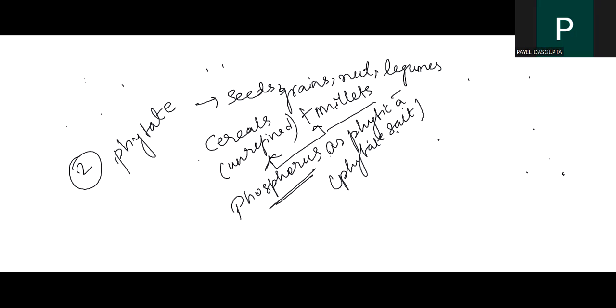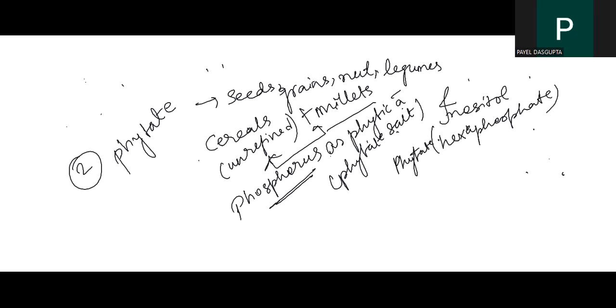So this phytate will be... you have heard about the term inositol, right? The phytate is hexaphosphate of inositol that acts as a source of bound phosphorus for the seeds during germination. Okay, so this particular part we can say. Now, what does phytate do?